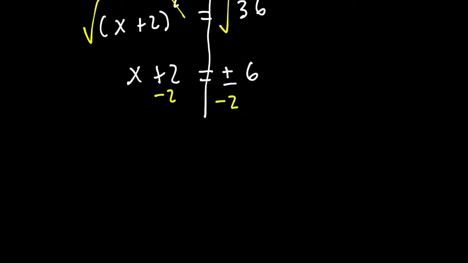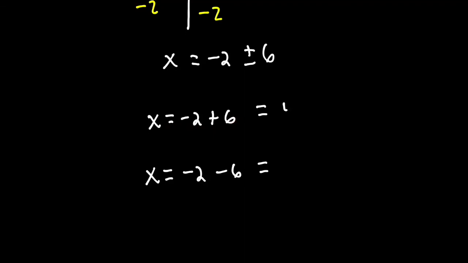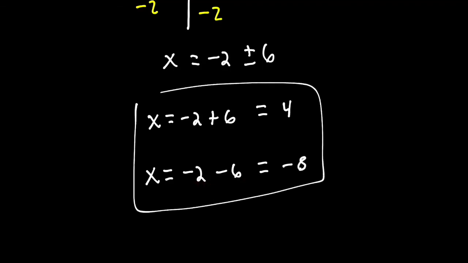I just subtract 2 from both sides, and I have that x is equal to negative 2 plus or minus 6. And simplifying, I have x equal to negative 2 plus 6. That's the first solution. The second solution is going to be negative 2 minus 6. So beginning with the top, negative 2 plus 6 will give me a positive 4. And then on the bottom, negative 2 minus 6 is going to give me negative 8. So 4 and negative 8 are my two solutions.